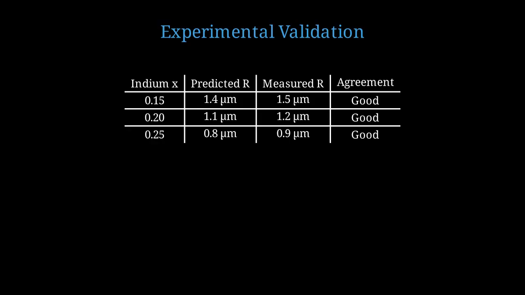Prinz and colleagues used scanning electron microscopy and transmission electron microscopy to measure the actual tube diameters. Here's a comparison table. For various indium compositions, the simple model gives reasonable agreement with measured radii, typically within 10 to 20%. This validates the basic physical picture. The agreement is good, but not perfect. Can we improve our predictions by developing a more sophisticated model that accounts for additional physical effects?